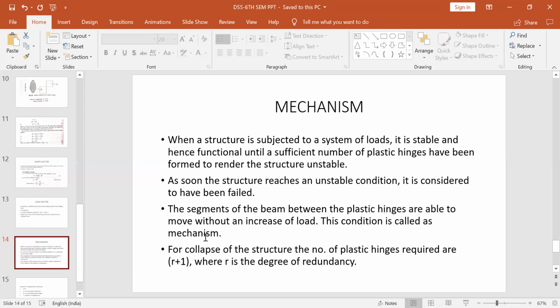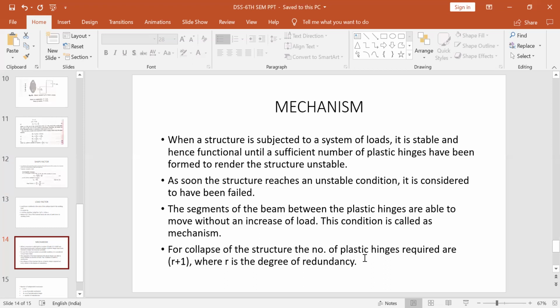Hinges are already formed. So this condition is called the mechanism. Now for the collapse of the structure, the number of plastic hinges required is R plus 1, where R is the degree of redundancy. You already understood, in your theory of structures classes, the concept of determinate structures and indeterminate structures. Indeterminate structures are those structures which have a certain degree of redundancy.